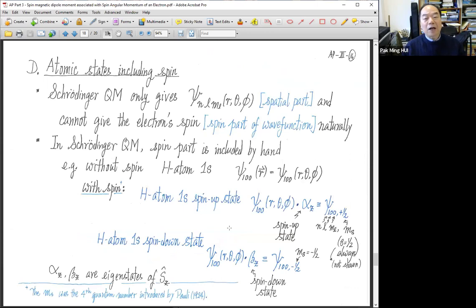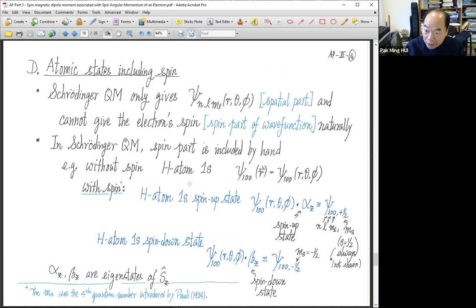So we stopped it there. There are 3 more pages to go, and then we will go into the general angular momentum in quantum mechanics. On these few pages, I just would like to remind you how we could write spin into the wave function within the Schrödinger equation framework. You had that in your previous course last term.